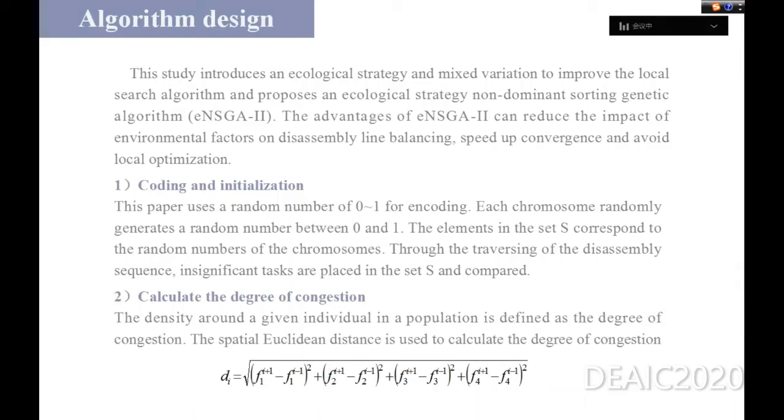Now, we introduce the algorithm design. We introduce an ecological strategy and mixed variation to improve the local search algorithm, and propose an ecological strategy non-dominated sorting genetic algorithm named NSGA-II. It contains 5 steps.